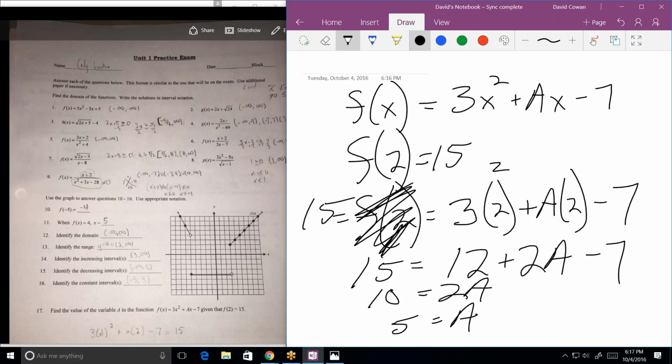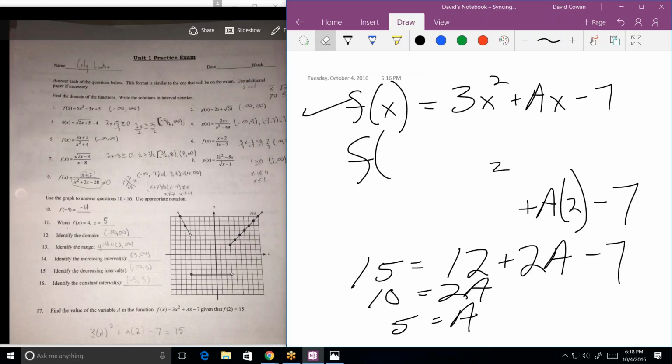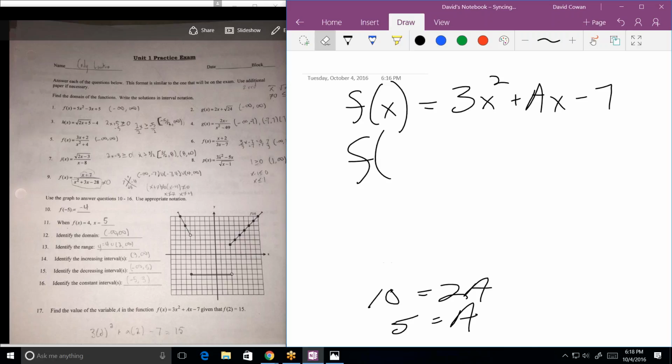A is 5, okay. Okay? So that concept is a big concept: if you have a function, whatever is in the parentheses gets plugged in for x, even if it's a variable. In other words, if the question here was, okay, if that's f of x, what is f of x plus 1?